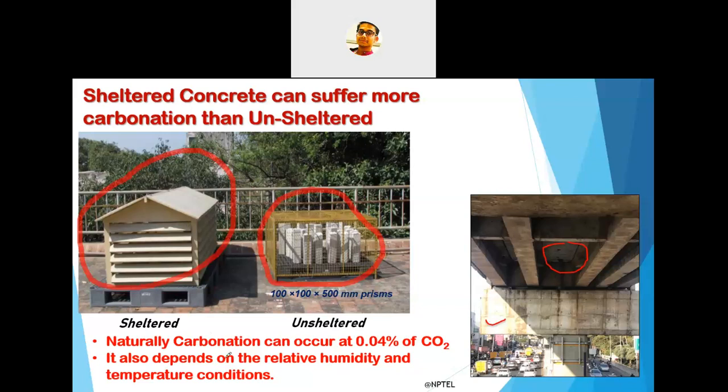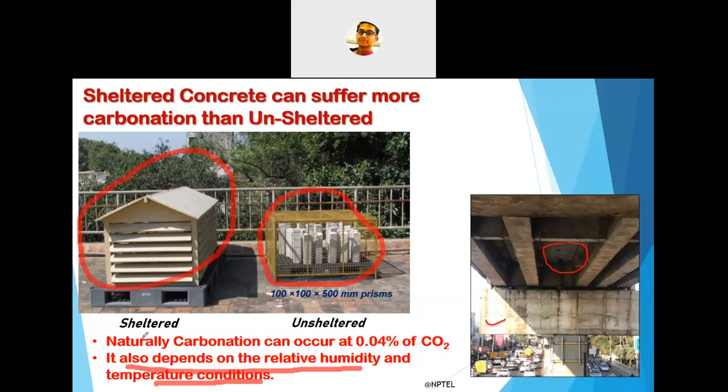Naturally, carbonation can occur at 0.4% of carbon dioxide, and it also depends on the relative humidity and the temperature conditions. If the temperature is more, the relative humidity will be less, and eventually the corrosion will also be less. And if the temperature is less, the presence of humidity will be more, and the relative humidity will be more. So it may be for that particular reason that the samples which were kept in the sheltered position show much more corrosion.